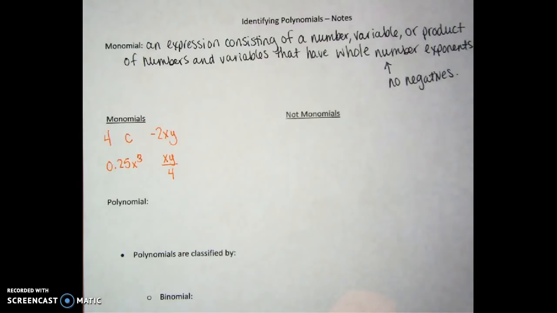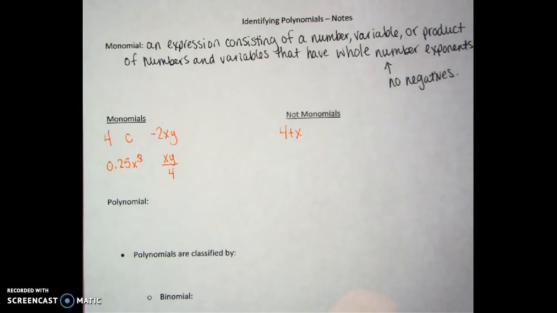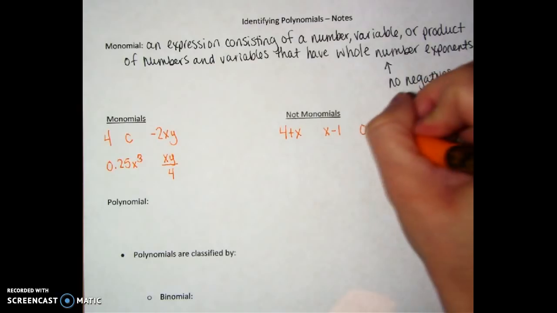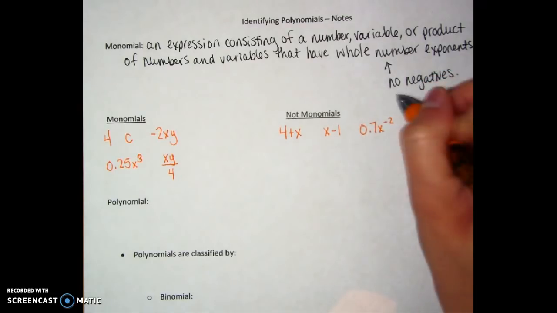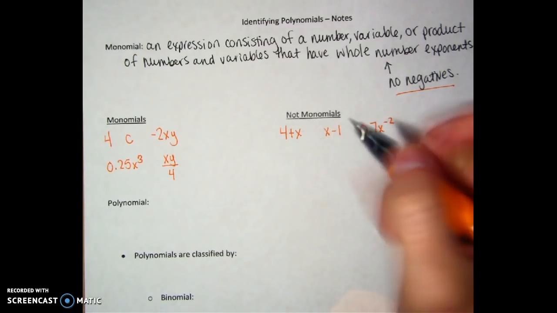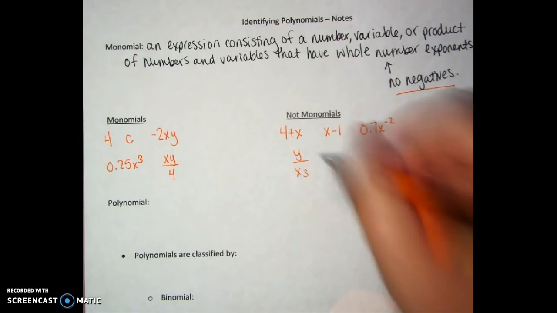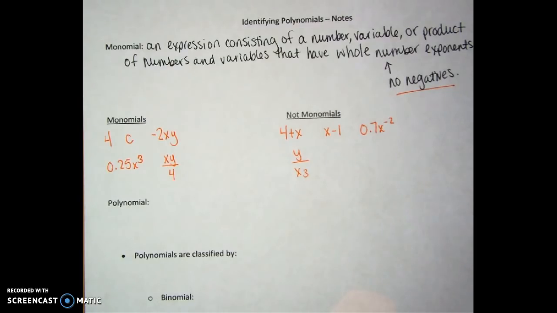Now something that's not a monomial, 4 plus x. That's 2 terms. That's a binomial. We already talked about that earlier in the year. Okay. Here's another binomial. That's x minus 1. And this one, 0.7x to the negative 2. Remember, you can't have negative exponents. And this one, actually that should be x to the third. I haven't taught you this yet, but if there's an exponent on the bottom, that's technically a negative exponent. Okay, so if you see an exponent on the bottom, it's not a monomial.